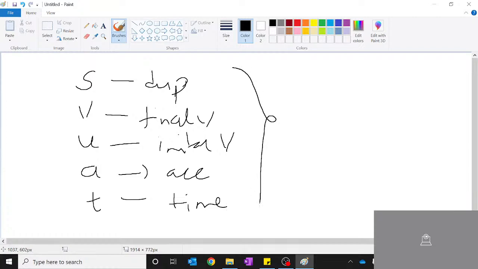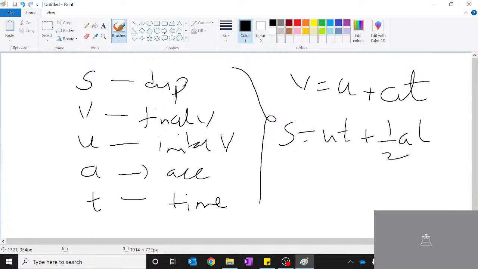The corresponding equations for this are: V is equal to U plus AT. Then S, that is displacement, is equal to UT plus half AT square. Then V square is equal to U square plus 2AS, or you can also write V square minus U square is equal to 2 into A into S.